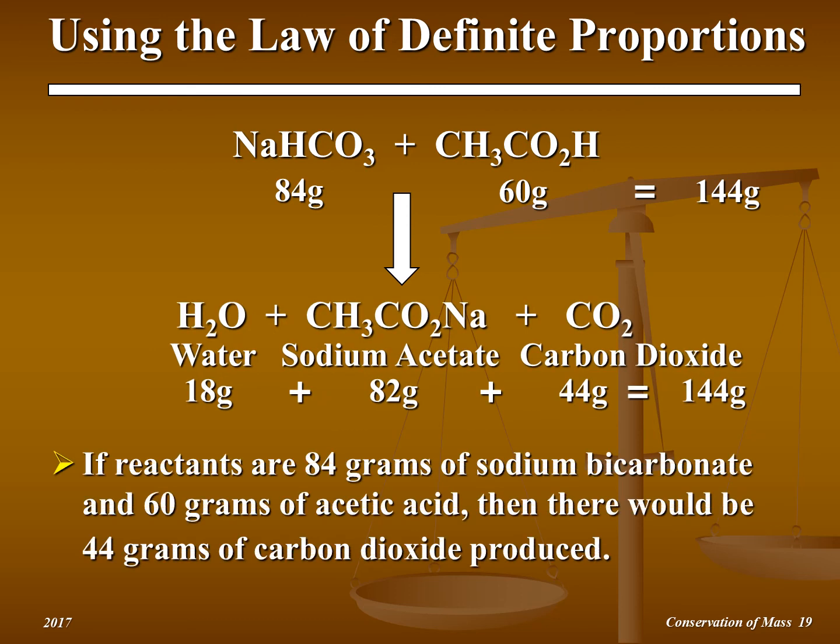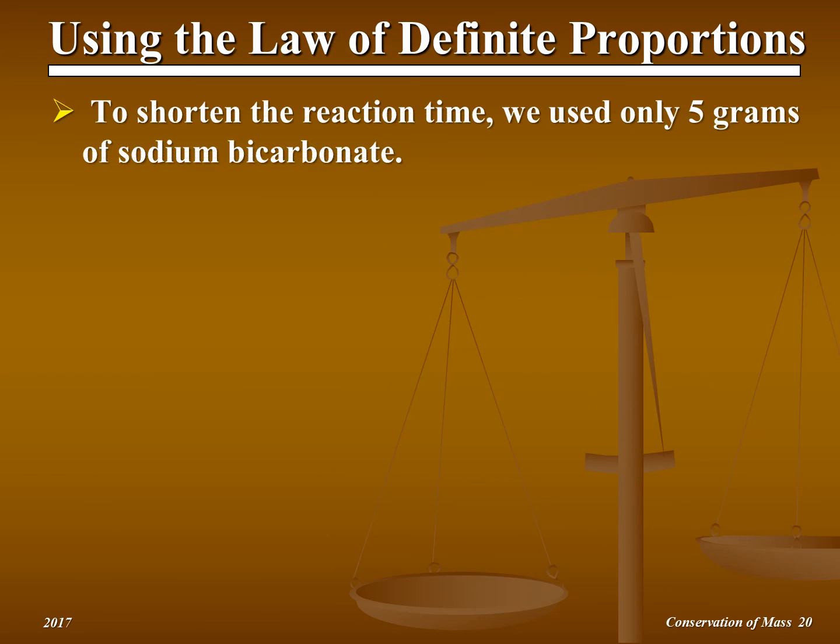We now add the values of the masses for both the reactants and the products. If the reactants we used were 84 grams of sodium bicarbonate, and 60 grams of acetic acid, then we would have produced 44 grams of carbon dioxide. In order to shorten the reaction time in our experiment, we used only 5 grams of sodium bicarbonate, instead of the total mass of 84 grams.